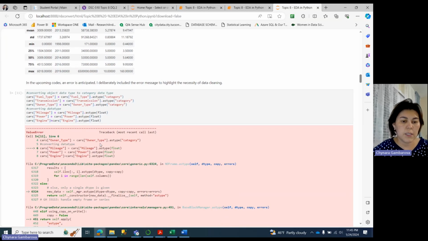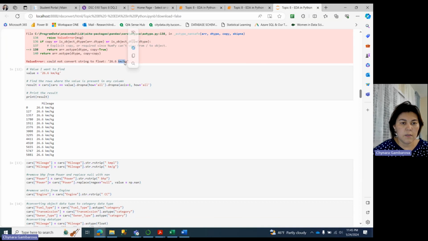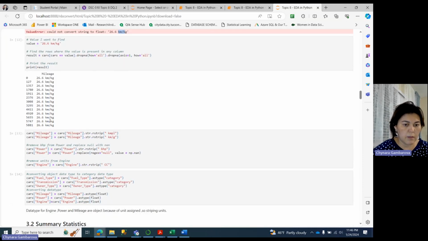In the next code, you will see that I have an error, but I deliberately included the error to highlight the necessity of data cleaning. I tried to convert data types to category type, but the error was that it couldn't convert string to float. As you can see, we have here kilometer per kg, which is kilograms, I assume. So I was looking for this value in the data set, and as you can see, we have a lot.